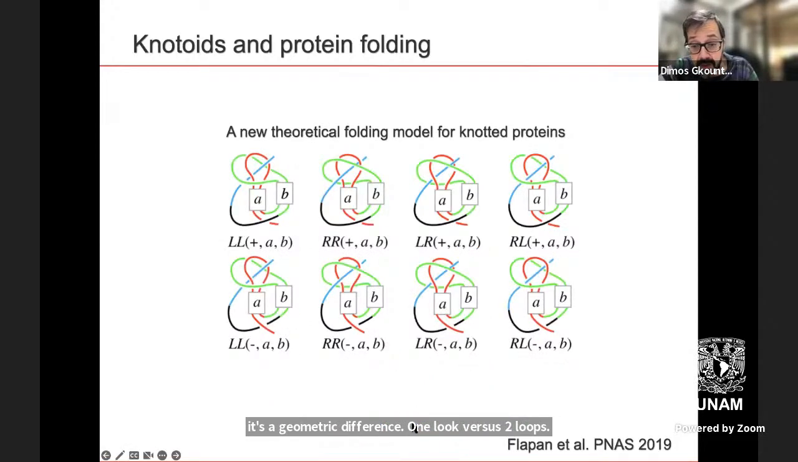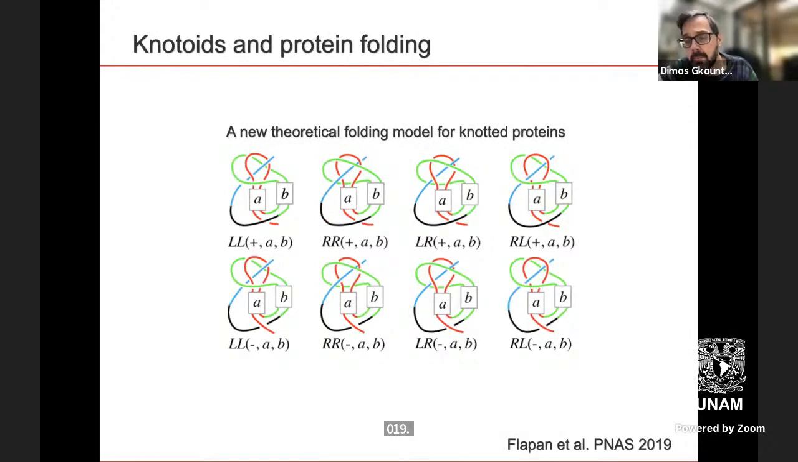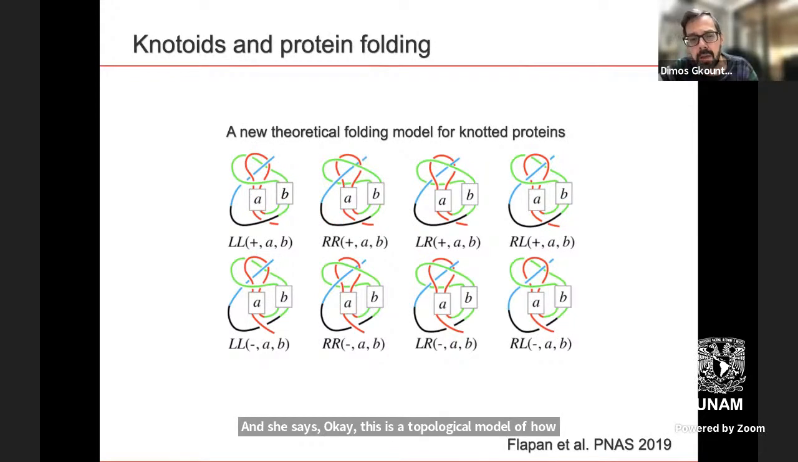And there is a paper here by Flapan that appeared in 2019, and she says, okay, this is a topological model of how the two-loop model should be. And she found all these different 8 ways. These are all the 8 possible ways that you can have with the two-loop model, and that's it.